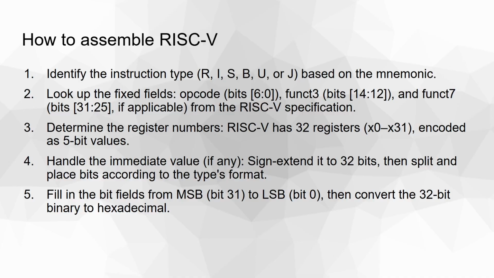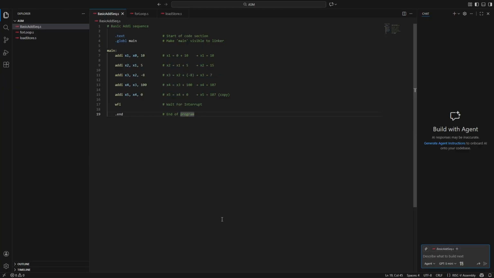And I have some example assembly programs. These example assembly programs have a basic add sequence. So it'll first load 10 into register 1, and then it'll add register 1 to 5, which will output 15. Then it'll add -8, which will give you 7. Add 100, 107. Add it with 0 to another register, outputs 107.